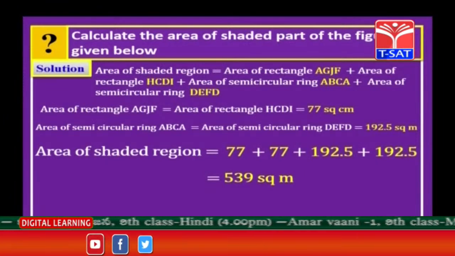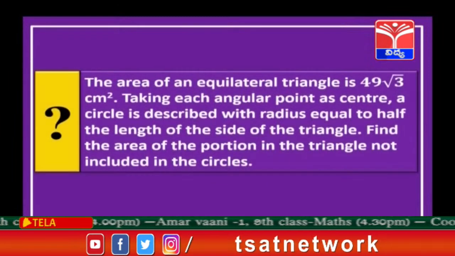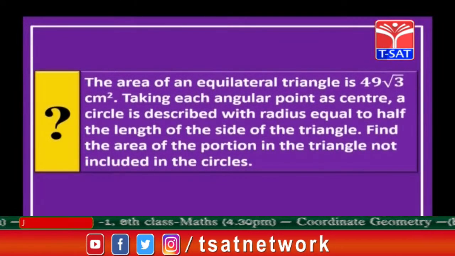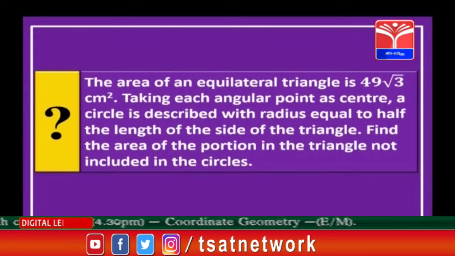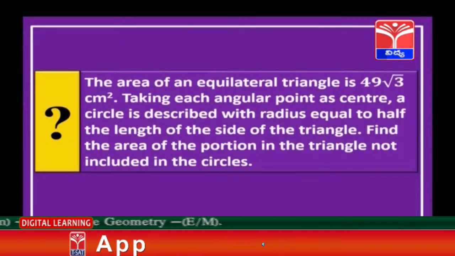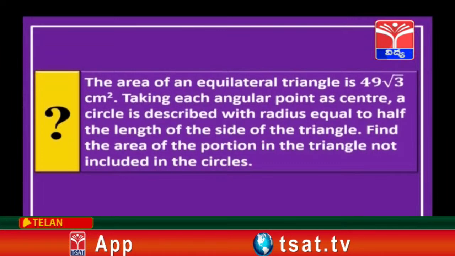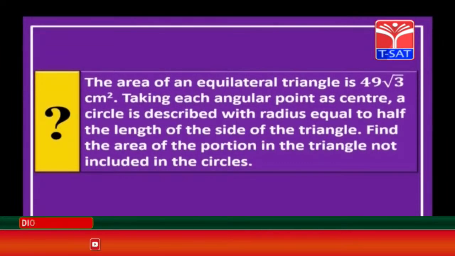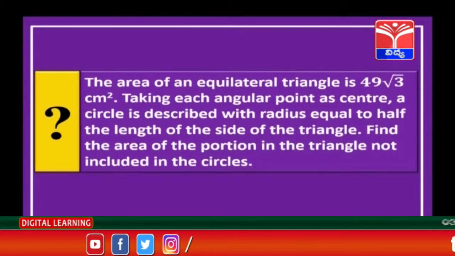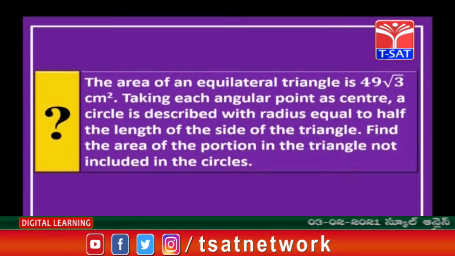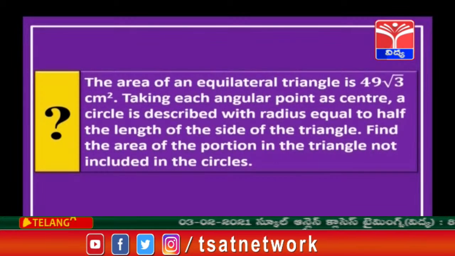Let us move on to our next problem, children. The area of an equilateral triangle is 49 root 3 centimeters square. Taking each angular point as center, a circle is described with radius equal to half the length of the side of the triangle. Find the area of the portion in the triangle not included in the circles. Let us start with the solution.